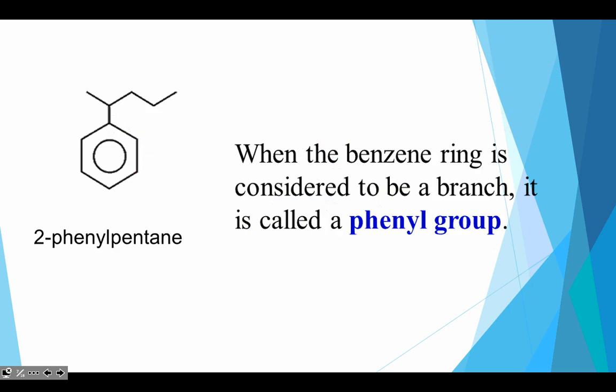When the benzene ring is considered to be a branch, it is called a phenyl group. So here we have 1, 2, 3, 4, 5. There's our benzene ring on the second carbon. 2-phenyl pentane. It's an ane because there's no double bonds. There's none. Okay, or triple bonds for that matter.